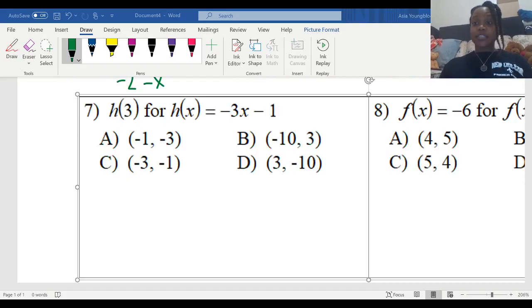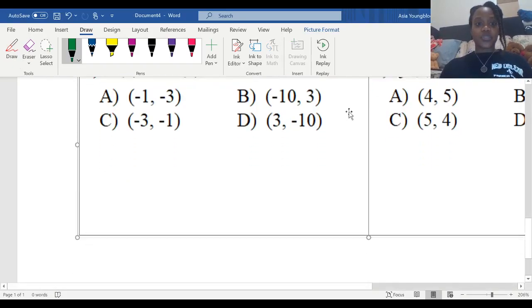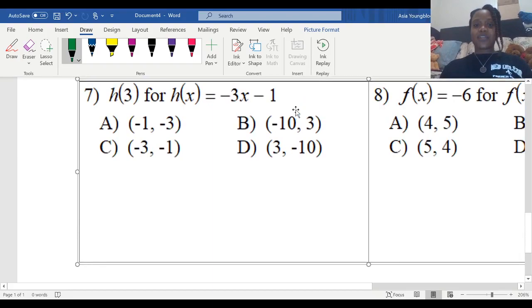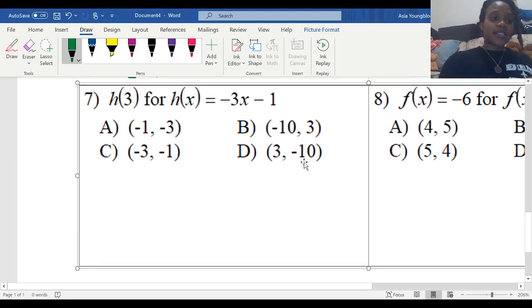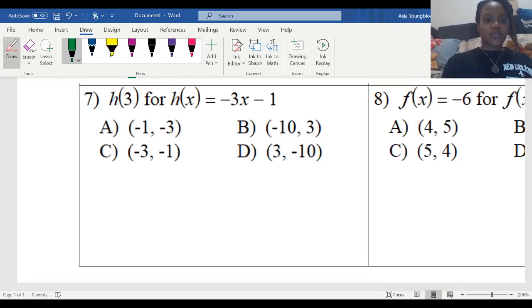The last 2 problems on this page are very similar to the 2 we just did. We just have to keep in mind whether or not we're given the x value or y value to plug in. So the 3 is inside of the parentheses. That means it's going to be our x value. H of x is just function notation and a funny way of saying y.